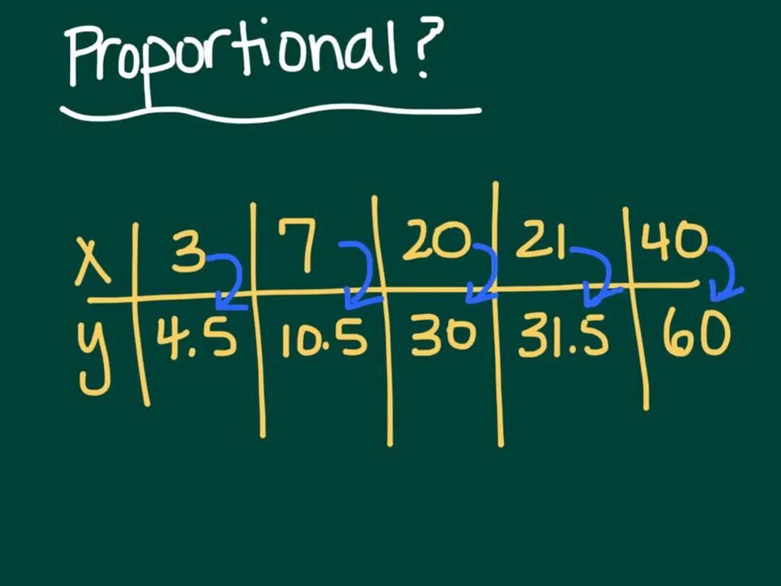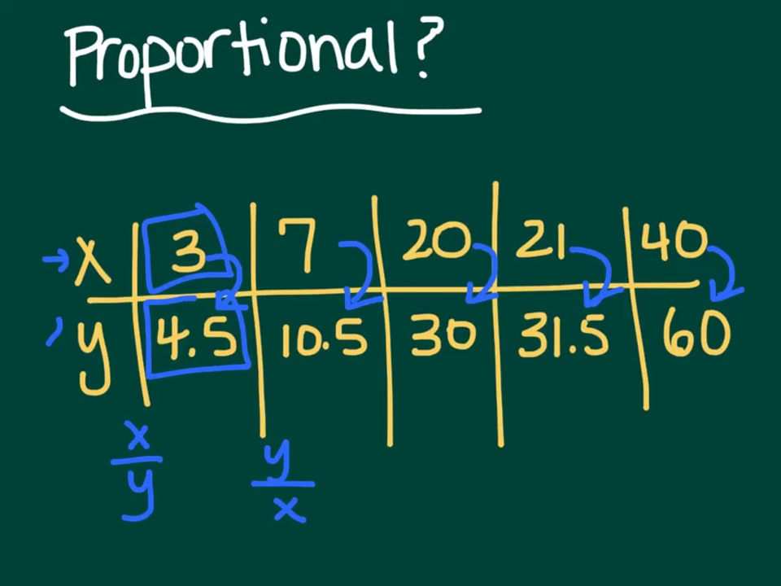Well, to figure that out, what you can do is take either the x divided by the y, or you can do the y divided by the x, and you should get the same number each time. So I'm going to take the y divided by the x. I'm going to type it in on my calculator. If you have one, you should grab it. I'm going to do 4.5 divided by 3.